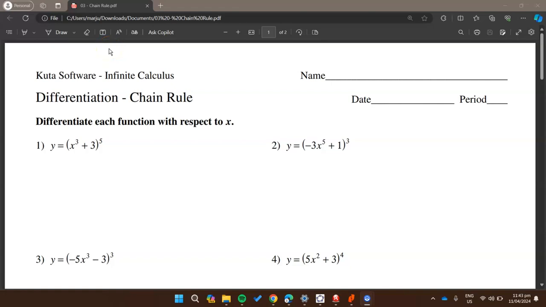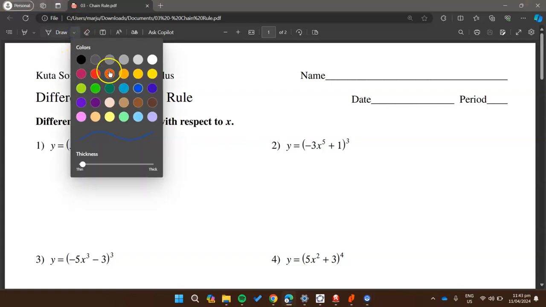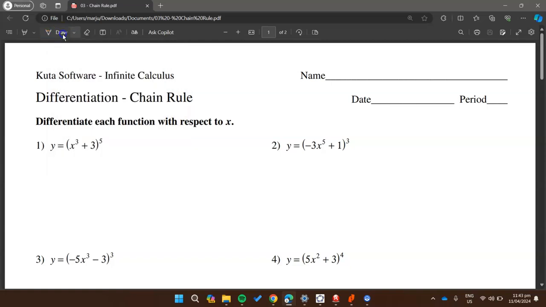Hello, this is a video about chain rule. So how do we use chain rule when we differentiate a function? For example, we have here a function y is equal to the quantity x cubed plus 3 raised to 5. So how do we get the derivative of this one?